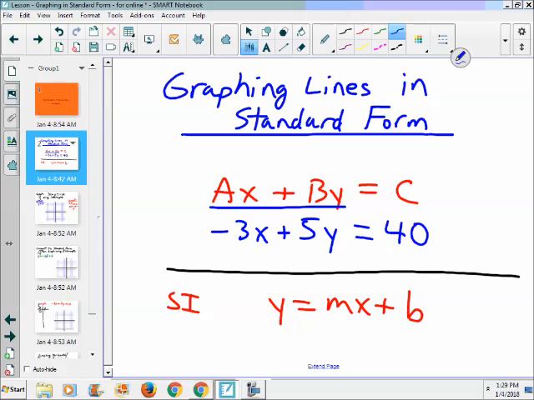If you compare it to slope-intercept form, that's what SI means down here. In slope-intercept form, y is alone. So we have y equals the slope times x plus b, or the y-intercept. In standard form, x and y are on the same side. And again, for a linear equation, everything is to the first power. That's how we know it's linear.